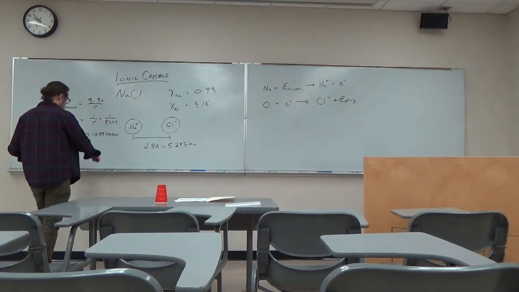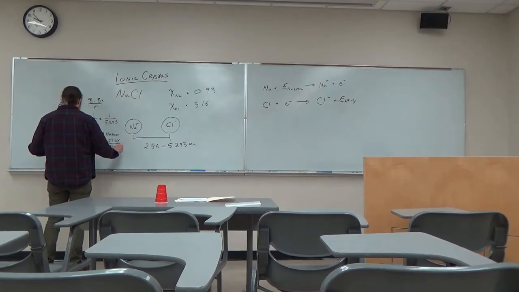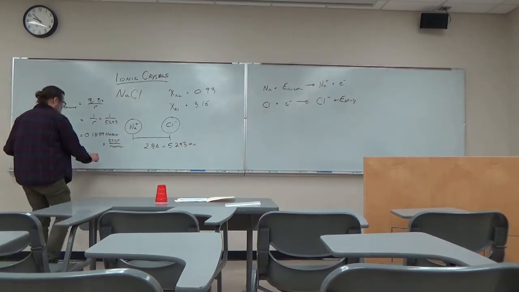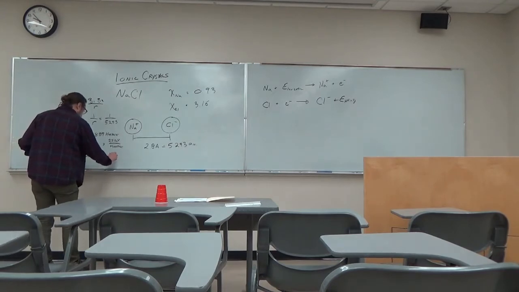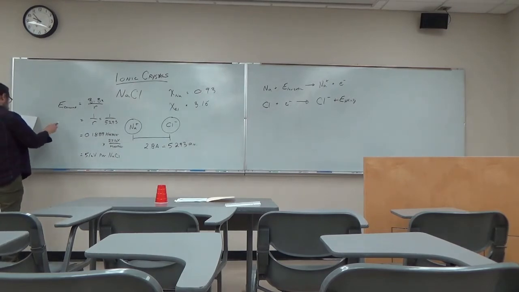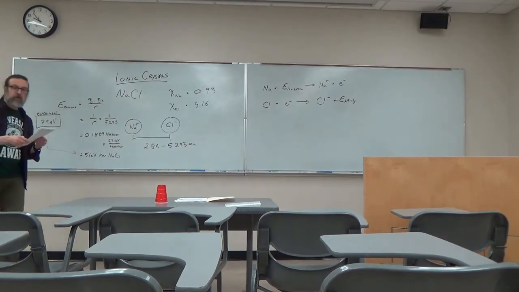If you multiply Hartree by 27.2 electron volt per Hartree, you wind up with 5.1 electron volt per NaCl pair. And experimentally, we find a bonding energy of 7.9 electron volt. Which, you know, this is not great, but it's ballpark right.